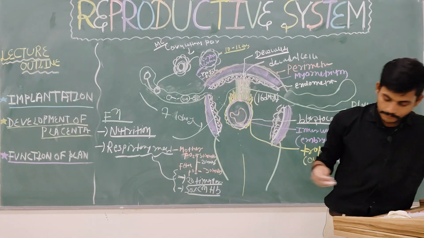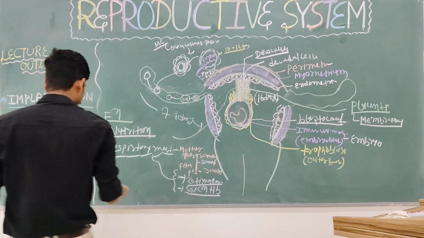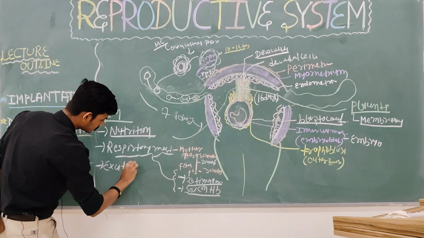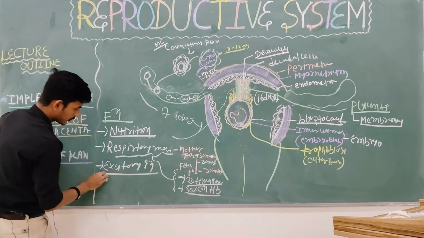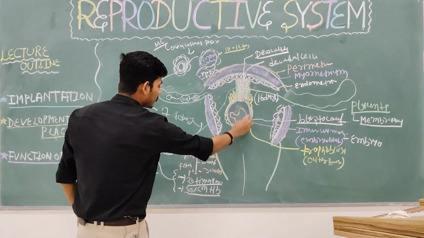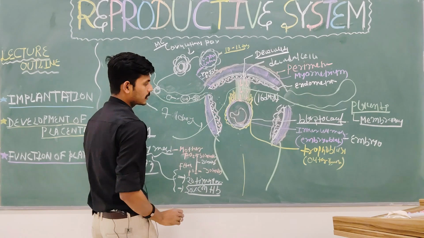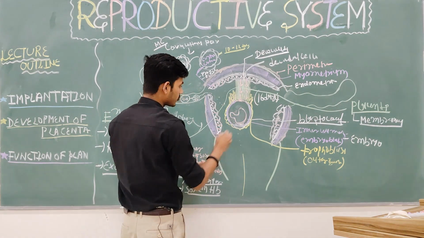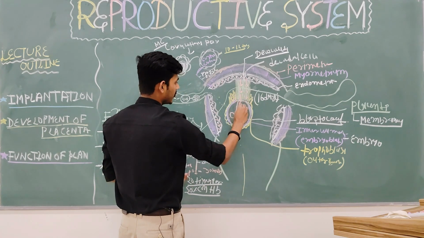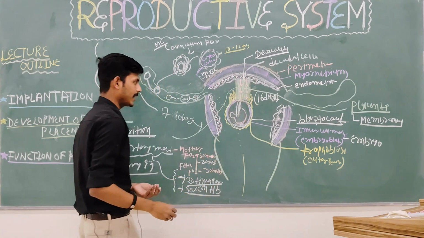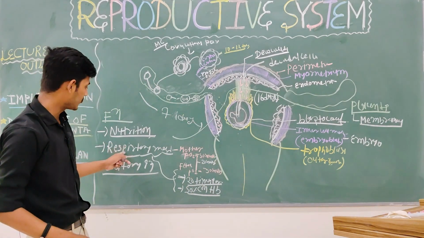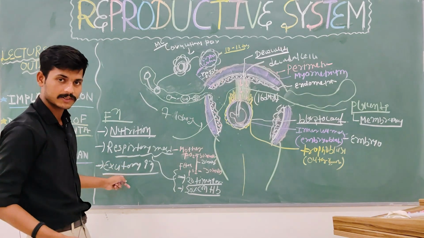Fine, respiratory function. The another function is the excretory function. The excretory function is that after the utilization of the nutrients and the gas, there is a need for transfer, the excretion of some of the excretory material. It is also done through the placenta. So the first function we discussed is providing the nutrition, second one is the respiratory function, third one is the excretory function.